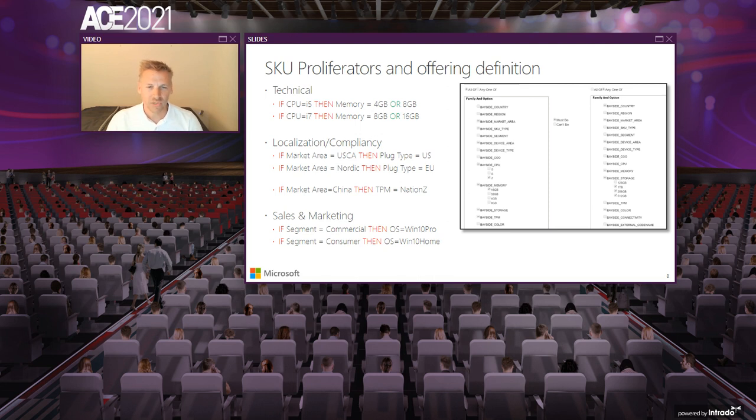And then when we go to the SKU level, we have our sales and marketing rules. In our world, for example, this is always divided by segments. So if the segment is commercial, you get Win10 Pro, and if the segment is consumer, you get Win10 Home.